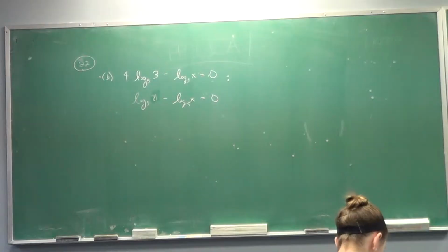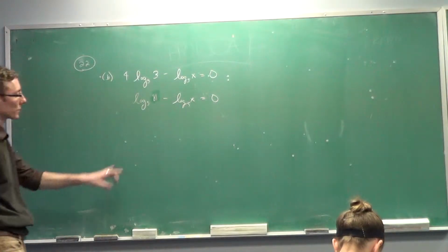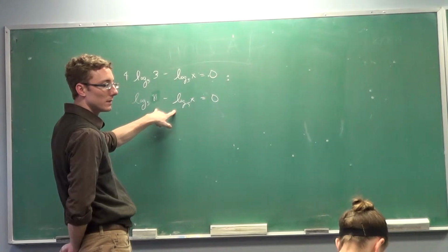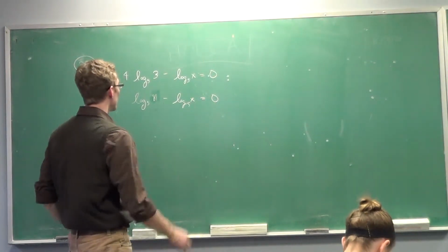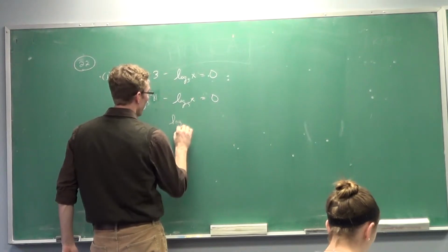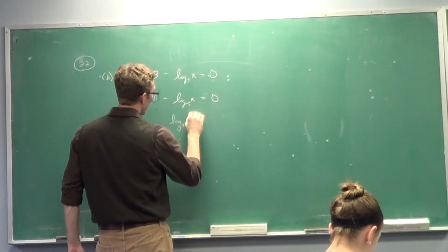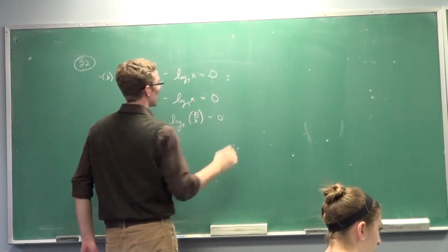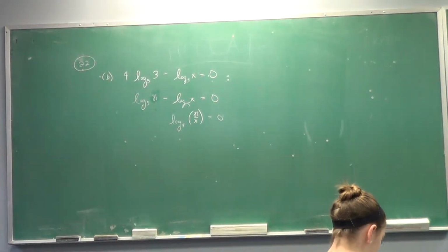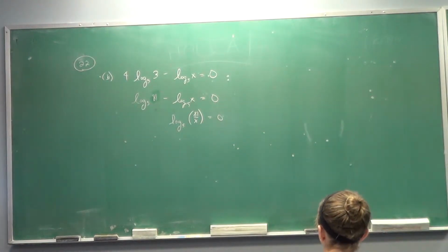You could divide, right, because you have logs that are subtracted. So we subtract exponents when we divide the numbers. So we could go log base 5 of 81 over x equals 0. That would work. Now what do we want to do? When we just have the log on the one side, what could we do?